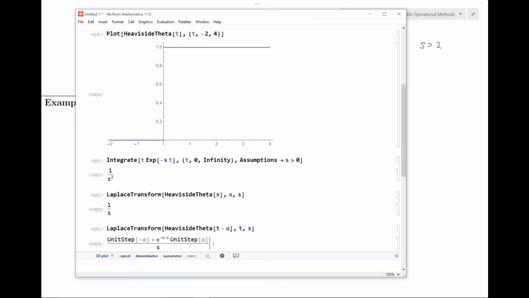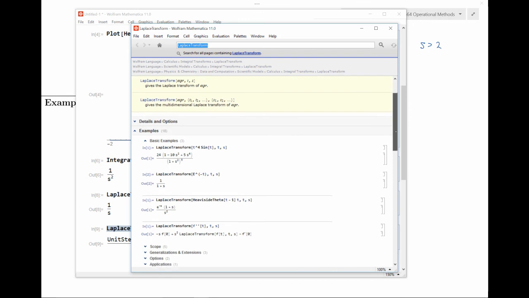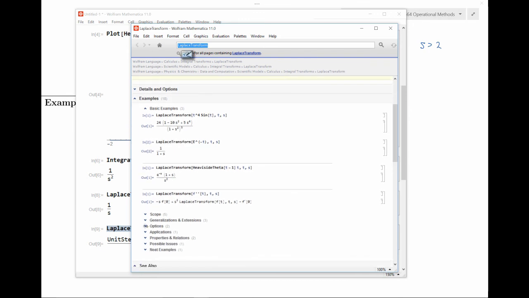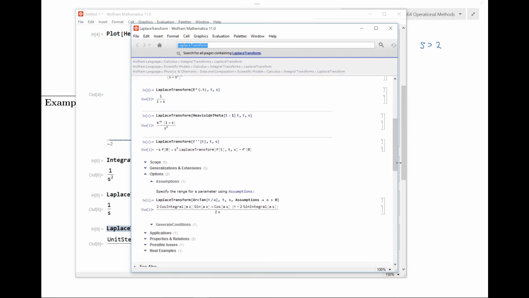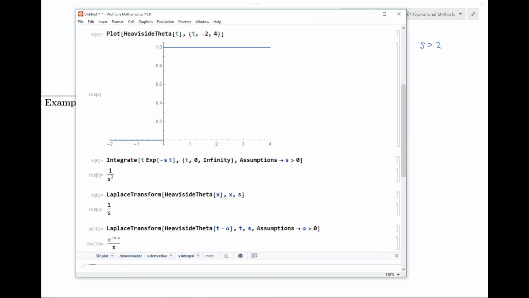So I would need to tell the Laplace transform that the parameter alpha here is positive. The Laplace transform also has the assumptions option. Now we can tell it that, well, alpha is greater than 0. Well, let's try that. That alpha is greater than 0. In this case, it computes the Laplace transform that we just computed.